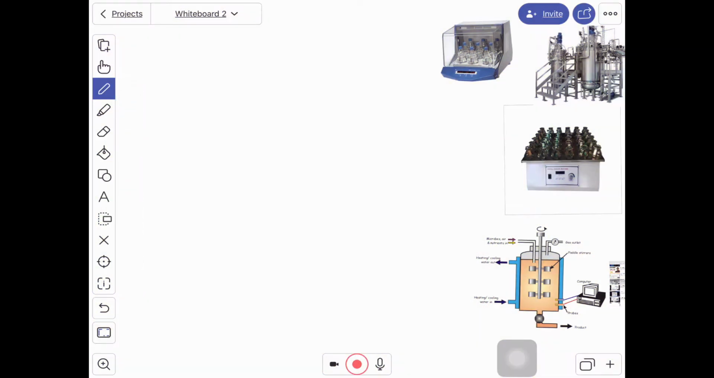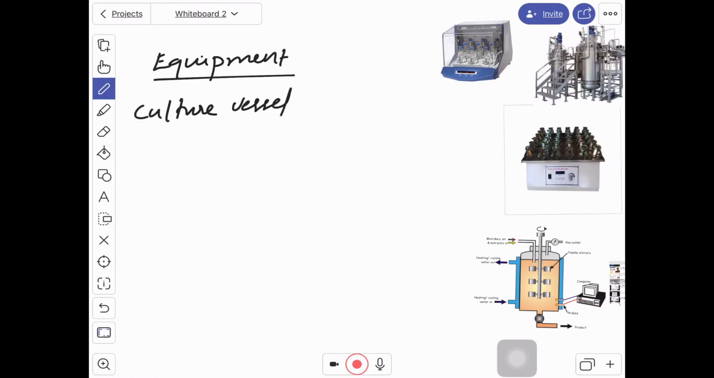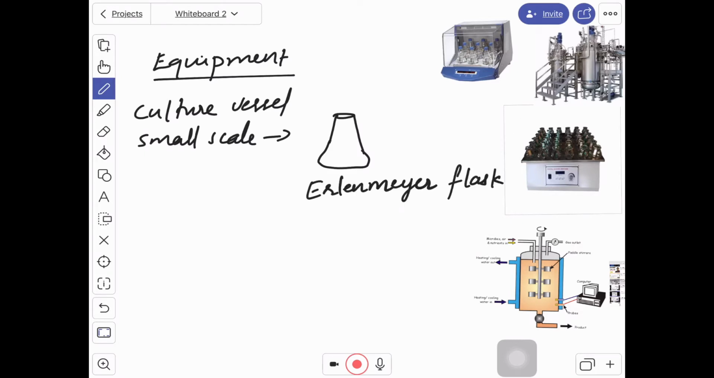We are dealing with the equipment used for cell culture or microbial culture. As we all know, for microbial cell culture, we need a culture vessel. If it is laboratory level, that means small scale, we can use any bottle like a conical flask. This is also known as an Erlenmeyer flask, or you can use any other bottle.